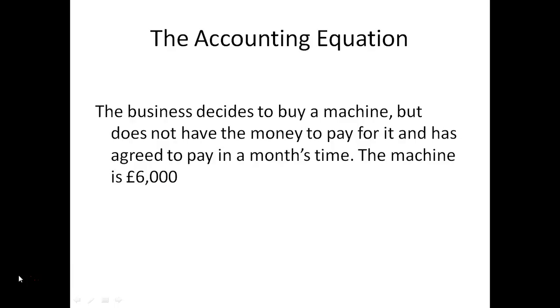So the business decides to buy a machine, but does not have the money to pay for it. So they're going to get a machine, they're going to own a machine very soon. They will have the asset of machine, but they say to the people they're buying the machine, let's just call that machine company, that we will pay you in a month's time. And the machine is going to cost 6,000. What do you think? Have a go, play with that. And then we'll go on and see what it's doing. You can pause the video.